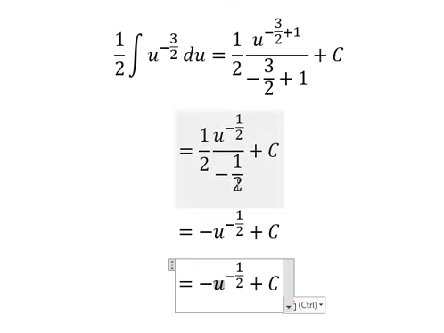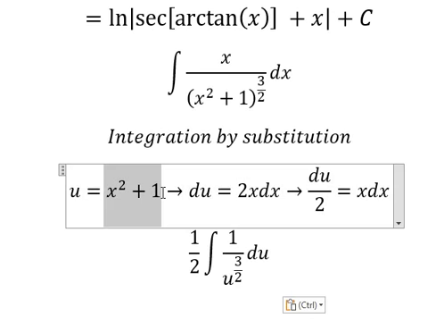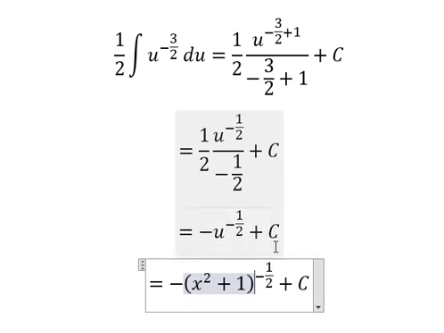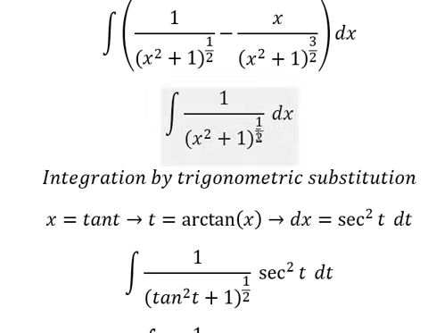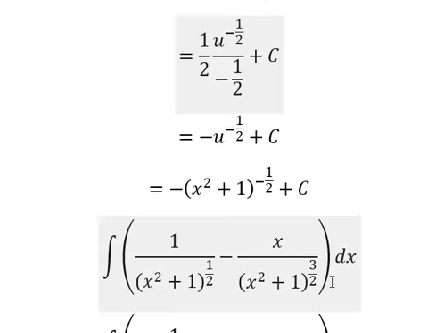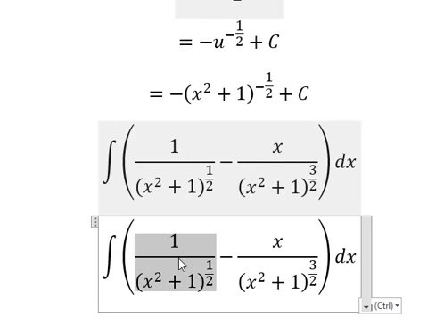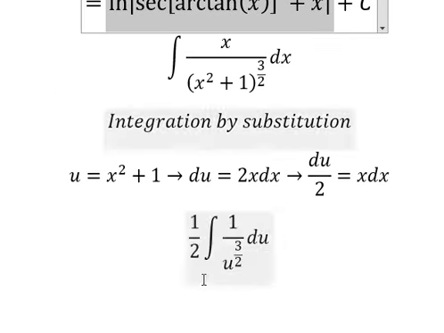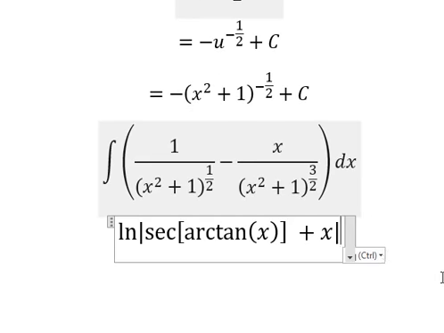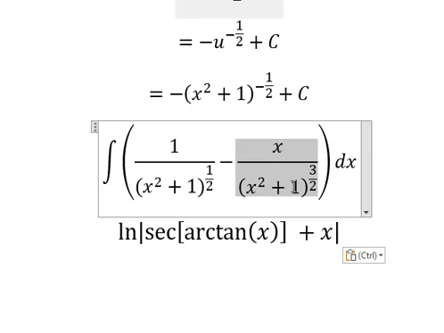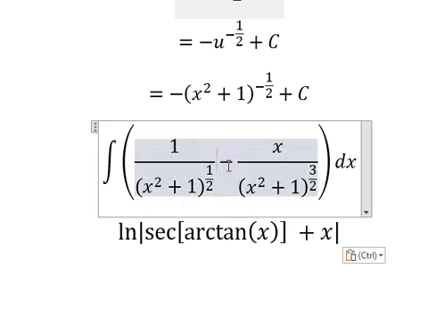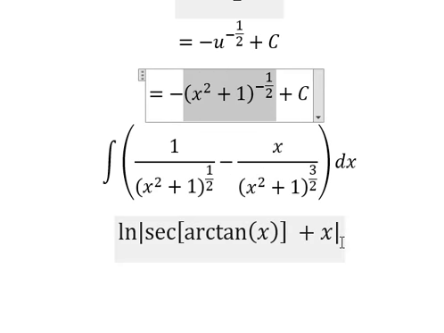About u, that is about this one. And now we go back in here. So the integration of this one, that is about this one. So we have negative and negative. We have positive in here.